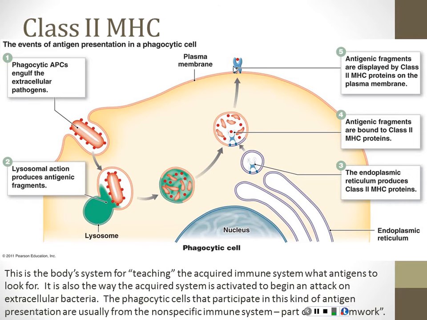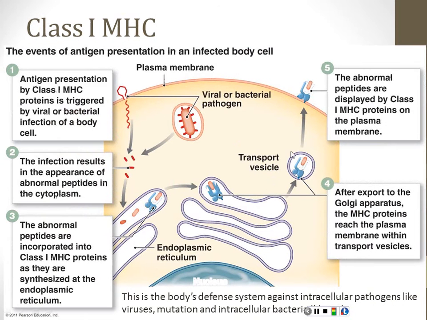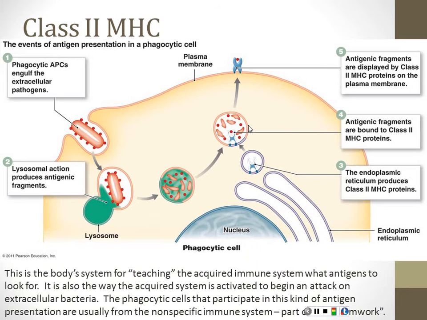Okay, the class 1 MHC message is, this is inside of me, decide if I should be killed or not. The class 2 message is, I found this in the body, and I think it's a pathogen. So this is an immune system cell telling the acquired system, all right, ramp up an attack against anything that has this piece as part of it.